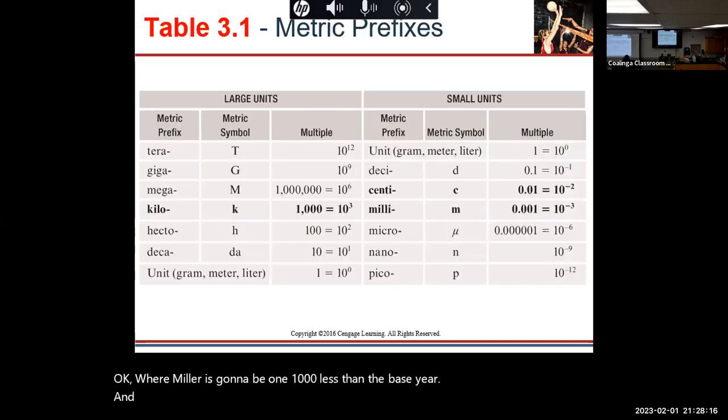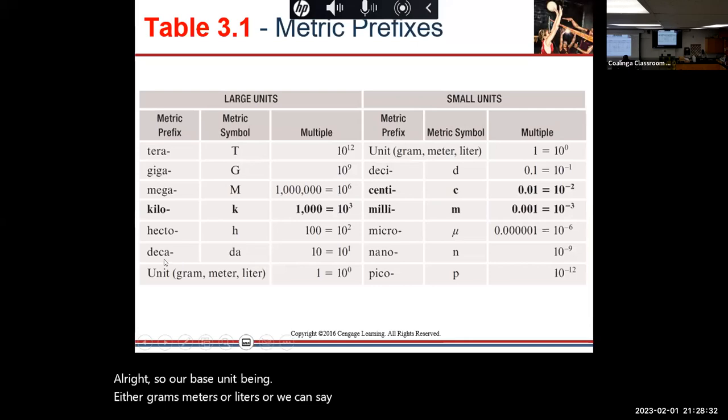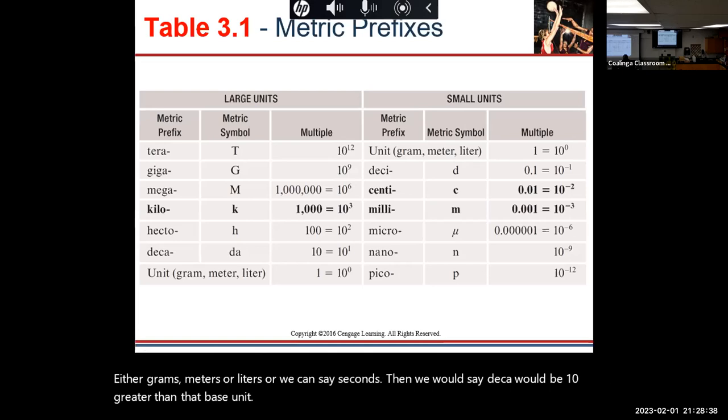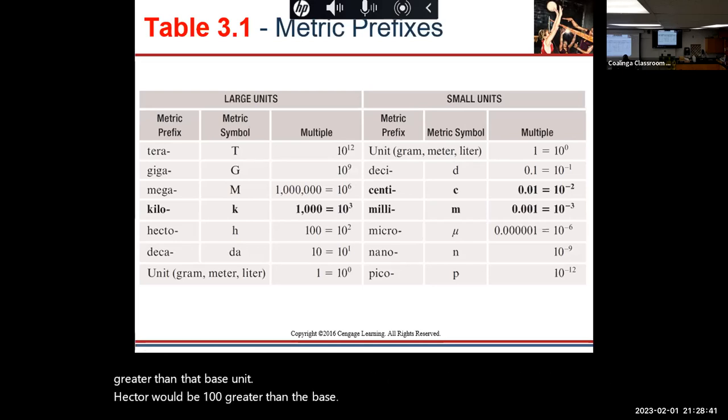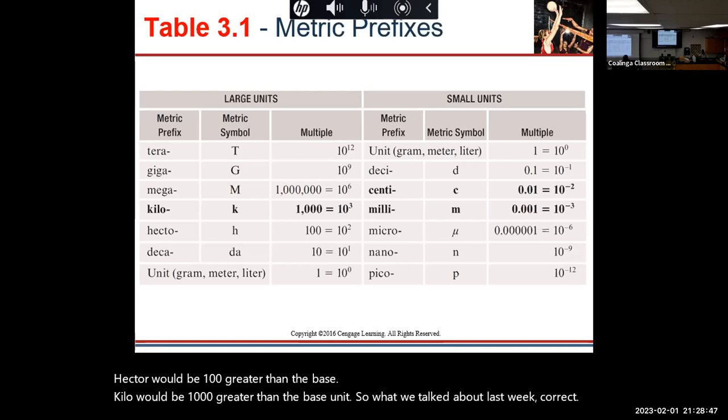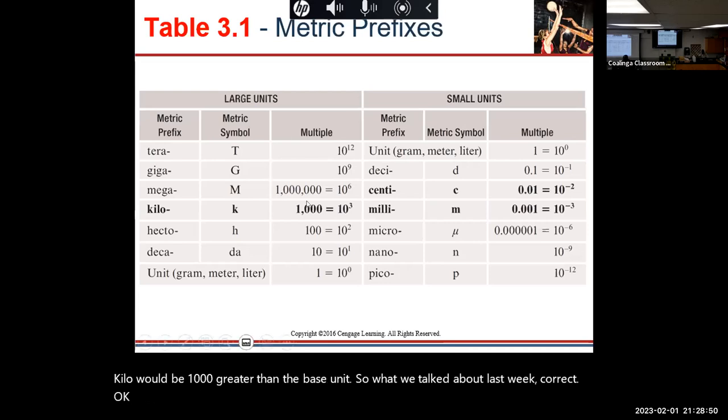And so here are those prefixes: tera, giga, mega, kilo, hecto, deca. Our base unit being either grams, meters, liters, or seconds, deca would be 10 times greater than that base unit. Hecto would be 100 times greater. Kilo would be 1,000 times greater, like we talked about last week. Mega, 10 to the 6. Giga, 10 to the 9. Tera, 10 to the 12.